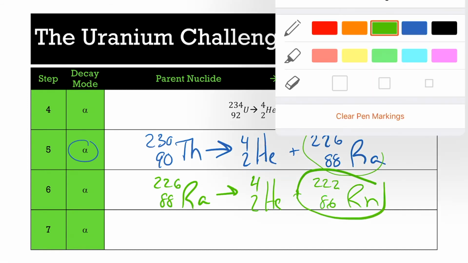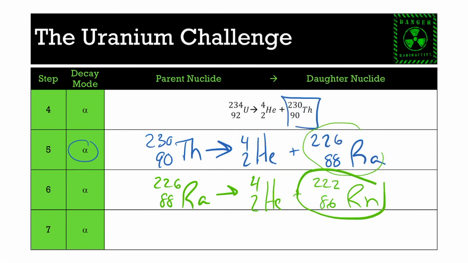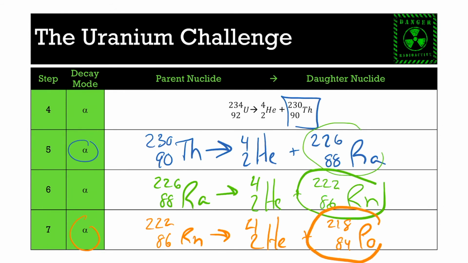So now, Rn-222 is what we're starting with over here. And again, it's another alpha decay. So we're left with 218, 84 polonium. Now, gotta keep going. This is our starting material for the next one.